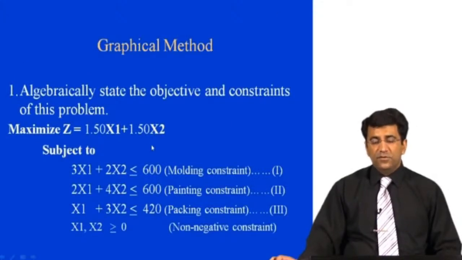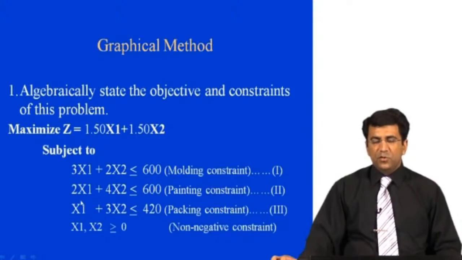Now class, we'll use the graphical method to state our objectives, and then convert our constraints first into different inequalities. Our objective function is 1.5x1 plus 1.5x2 subject to the different constraints. What are the constraint inequalities? That is 3x1 plus 2x2 less than or equal to 600. This is related to our molding constraint.